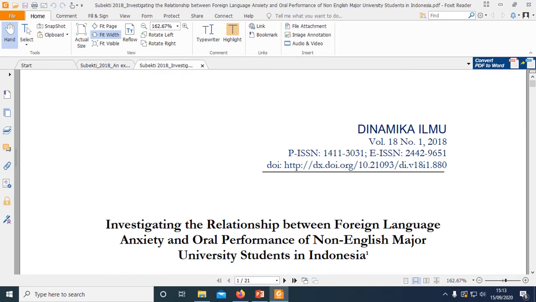Even though we haven't specifically learned about quantitative yet, we can take a look at an example of a quantitative study reported in a journal article. As we can see here, the title is on the relationship between A and B: the relationship between foreign language anxiety and oral performance. A study investigating relationships between variables A and B, as you will learn later, is a characteristic of quantitative research.